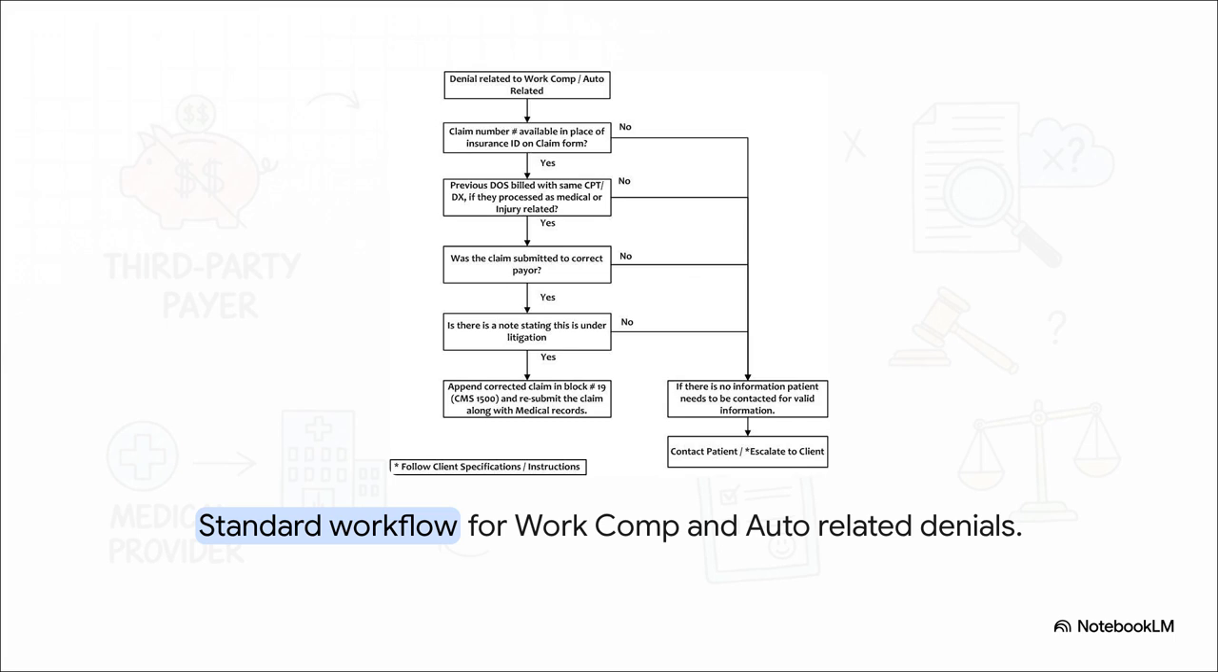Our standard workflow for work comp and auto-related denials is your trusty roadmap. It guides you logically based on the evidence you just collected. It asks simple yes or no questions. Do you have a claim number? Was it submitted to the correct payer? Let's break down the 3 main scenarios you're definitely going to encounter based on this tree.